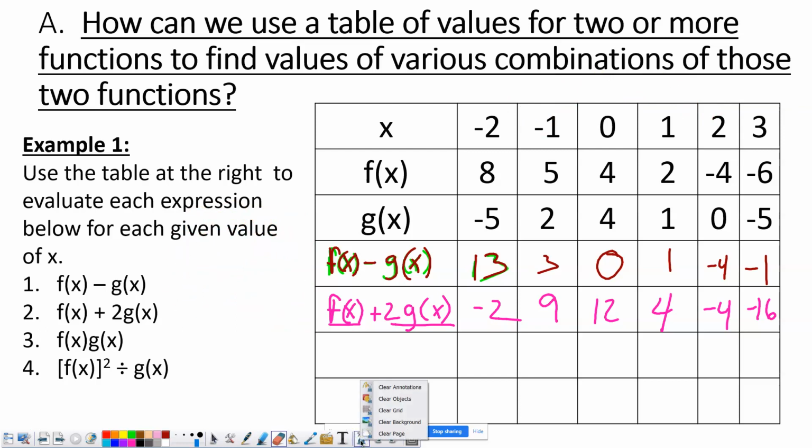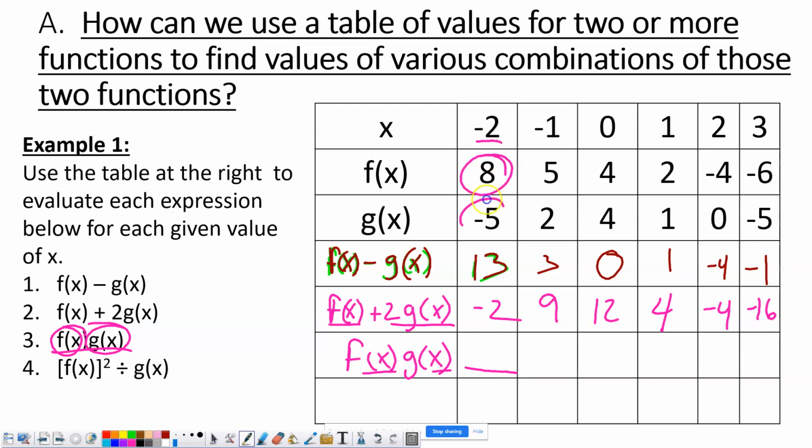So for this one, we need to do f of x times g of x. So we're taking the f value and the g value and multiplying them. So what goes here? Well, in the column for x equals -2, f times g would be 8 times -5, which is -40. 5 times 2 would be 10. 4 times 4 would be 16. 2 times 1 is 2. 4 times 0 is 0. -6 times -5 is 30, not -30. I made a boo-boo there. All right, last one.